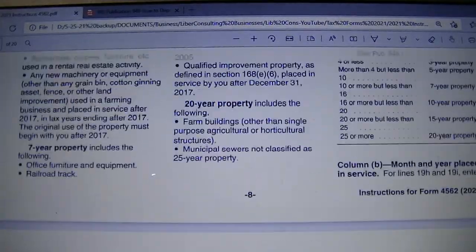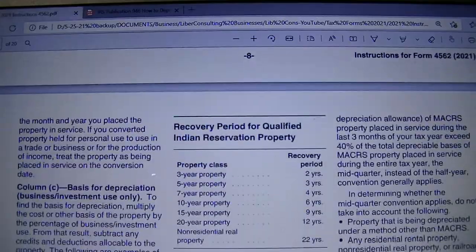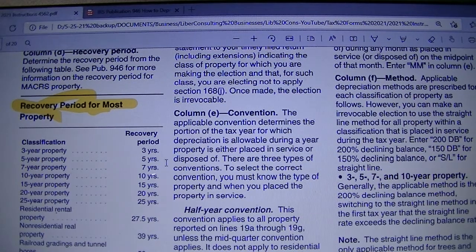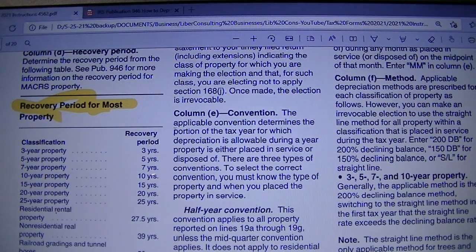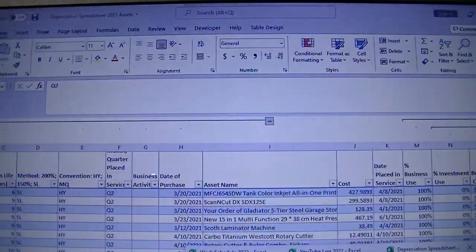They have more than 5 but less than 10 is 5-year property. So that's 5-year property, and then you go down, and 5-year property has 5 years recovery period, and that's pretty much the same thing that is telling us here, that under GDS the recovery period is 5 years. So if you'll notice, if it was under ADS it would be 9 years, but since we are using GDS it's 5 years, so we'll depreciate that asset for 5 years.